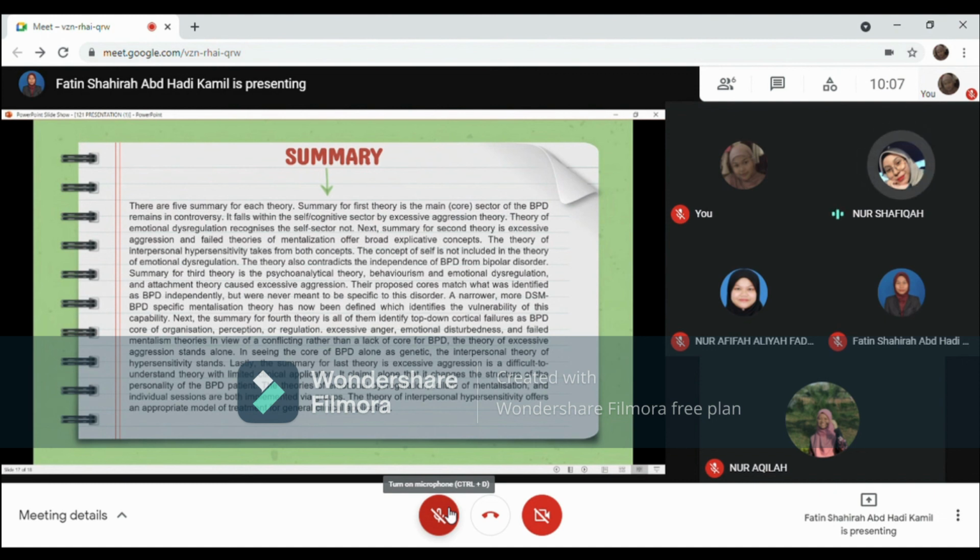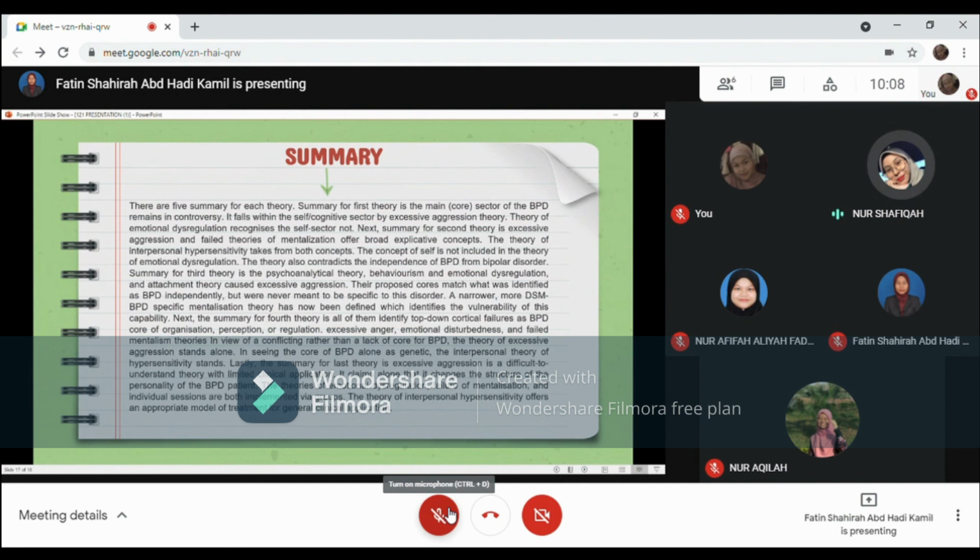The summary for the third theory is that psychoanalytical theory, behaviorism, emotional dysregulation, and attachment theory cause excessive aggression. Their proposed cores match what was identified as BPD independently, but were never meant to be specific to this disorder. A narrower model is the BPD-specific mentalization theory, which has not been defined, which identifies the vulnerability of the capability. Next, the summary for the fourth theory is that all of them identify top-down cortical failures as the BPD core of organization, perception, or regulation. Excessive anger, emotional disturbance, and failed mentalization theories view conflict rather than a lack as the core for BPD.